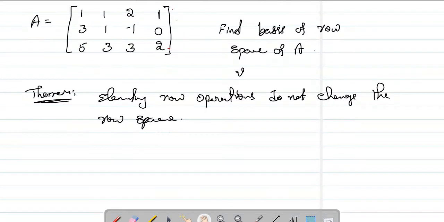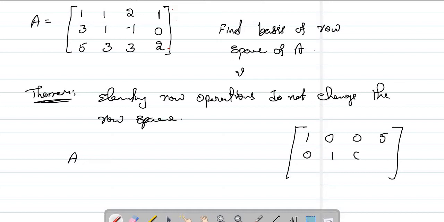Let's see how. So now I'll take A. You know what a reduced echelon form is, right? So if you have a matrix A, the condition is the first non-zero element in each row must be 1. So let's say example: 1, 0, 0, let's say 5, 0, 1, 0, let me take 2 here and 0 here, 0 1 0 1 0 0, and here 0 0 0 1.